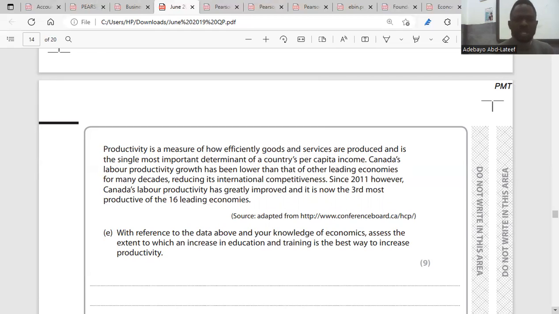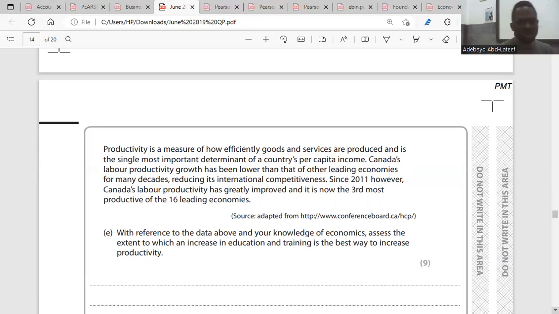I'm going to read it quickly. Productivity is a measure of how efficiently goods and services are produced, and is the single most important determinant of a country's per capita income. What is per capita income? Per capita income is the total income divided by the population. Is that clear? Okay, great.